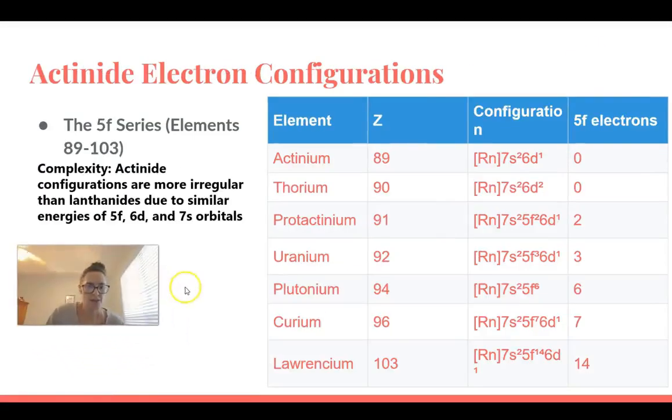So the actinide configurations are more irregular than lanthanides, if that's even possible. And that's, again, due to the very similar energies of the 5f, 6d, and 7s orbitals. Because they're so close in energy, we can have a lot of different movement of electrons in order to produce the most stable configuration. So you can see that here, for example, we have 7s2, 5f2, 6d1 for protactinium, and then uranium, 7s2, 5f3, 6d1. So we'll have 3 electrons jump into the 5f sublevel and then 1 move into the 6d. So I just wanted to make that clear again. They're so similar in energy that different configurations will occur in order to maximize stability of the atom.